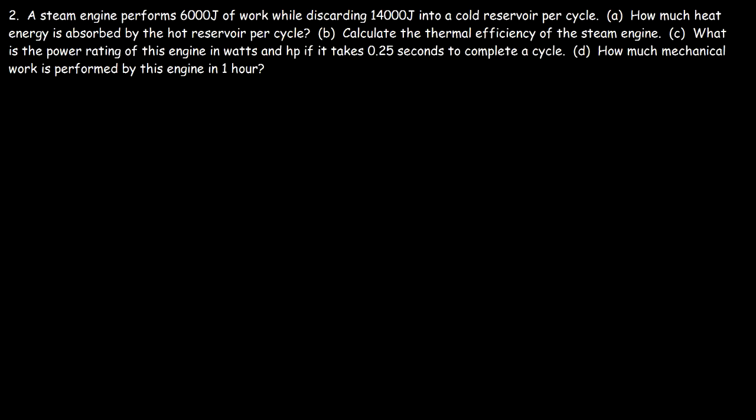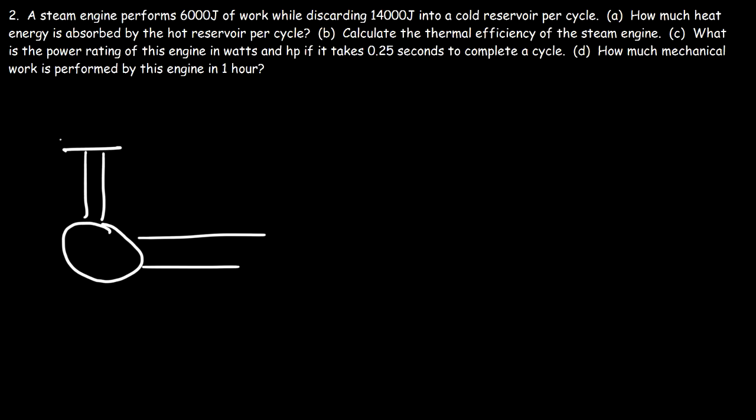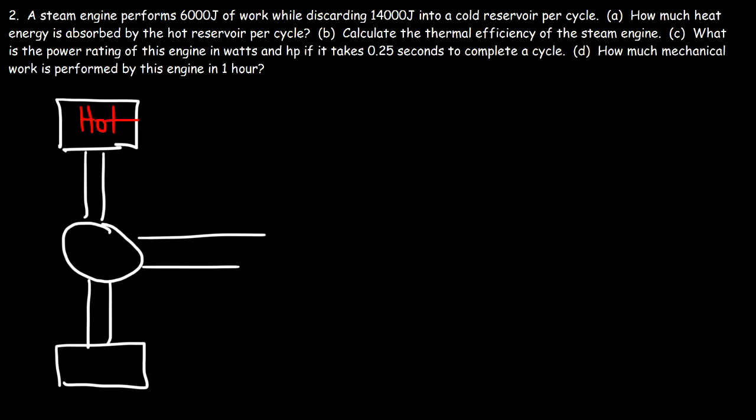Now let's move on to number 2. A steam engine performs 6,000 joules of work while discarding 14,000 joules into a cold reservoir per cycle. How much heat energy is absorbed by the hot reservoir per cycle? So let's draw a picture. So here we have our energy flow diagram. And so this is going to be the hot reservoir just like before, and this is going to be the cold reservoir.